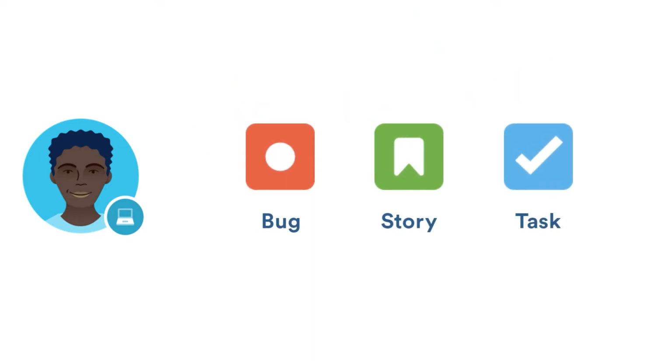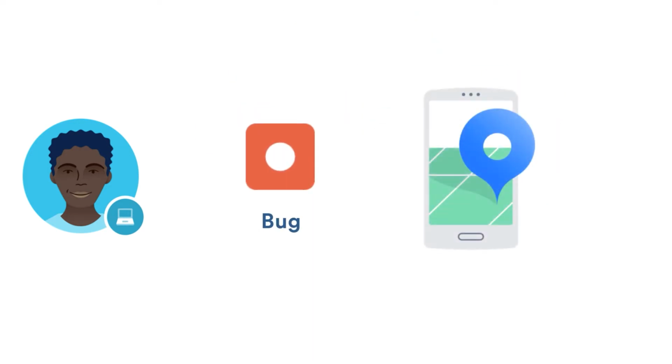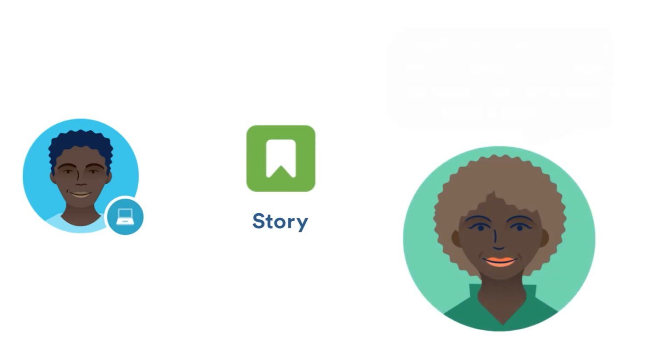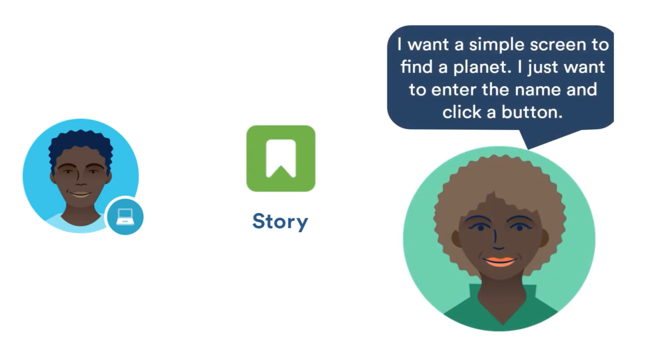Hi, it's Kevin. In our Scrum project, I work on bugs, stories, and tasks. Bugs are defects in our software. For example, I recently fixed a bug where the Find button wasn't working in our Planet Locator app. Stories are the features we work on when creating a new app. They describe functionality from a user's perspective. For example, I'm working on one now to create an easy-to-use Find a Planet screen in our Planet Locator app.